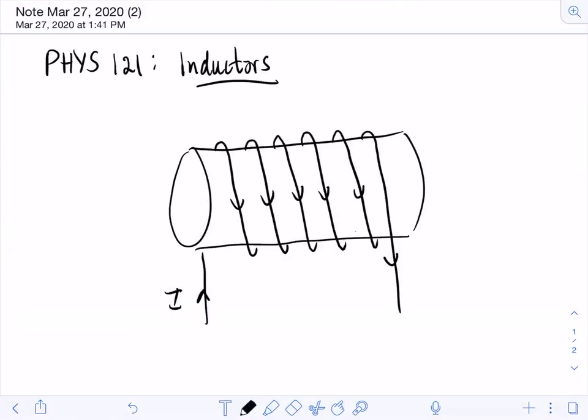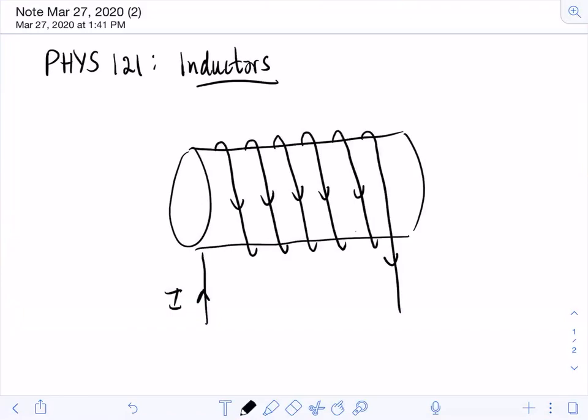Like I said in the last video, we have finished the material that will be covered on the exam, and so that was up to and including induced electric fields. And so this is just bonus material for anyone who is potentially interested.